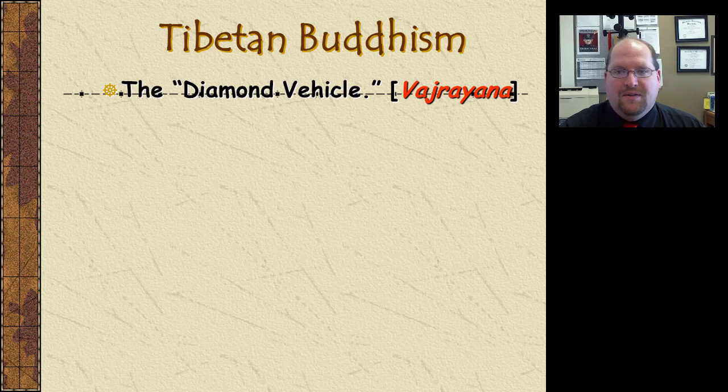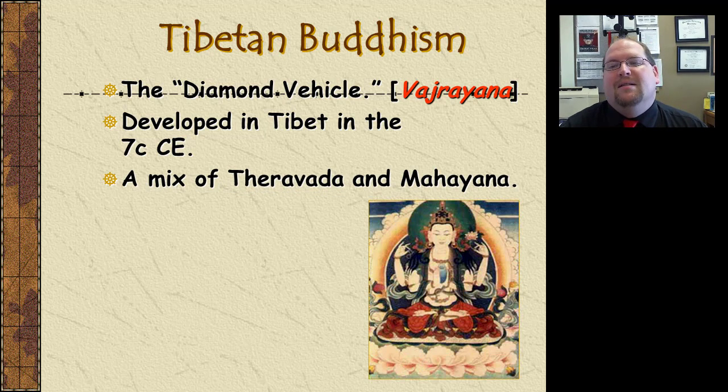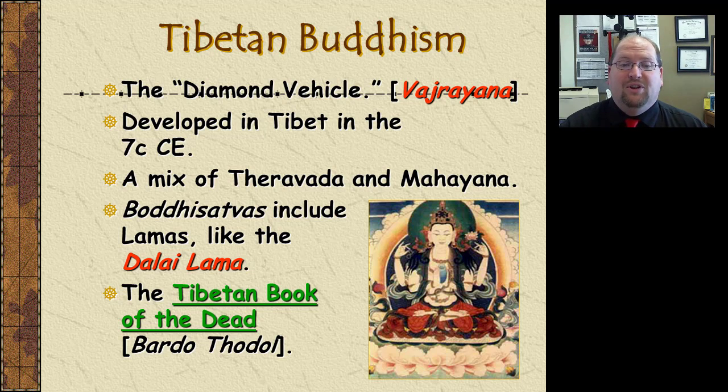The third group of Buddhists are the Tibetan Buddhists, meaning the diamond vehicle, developed around the 7th century CE. It's kind of a mix of Theravada and Mahayana, but they include putting their hopes in the Bodhisattvas into particular people known as lamas, or today specifically the Dalai Lama, those who are enlightened, who are trying to help everybody else in the world. One of the sacred books is the Tibetan Book of the Dead, which is a collection of spiritual teachings left behind by Padma Sambhava, a Buddhist follower who had brought Buddhism to Tibet in the 8th century.